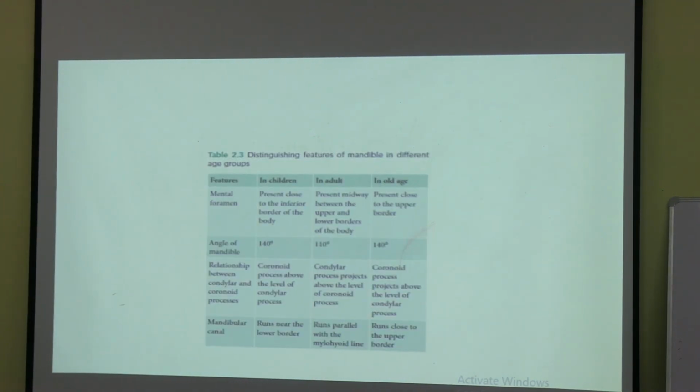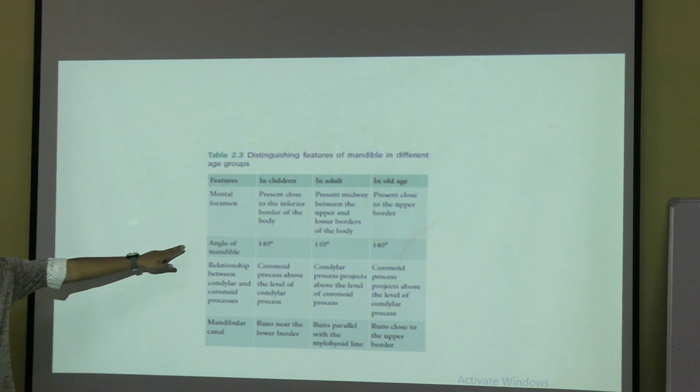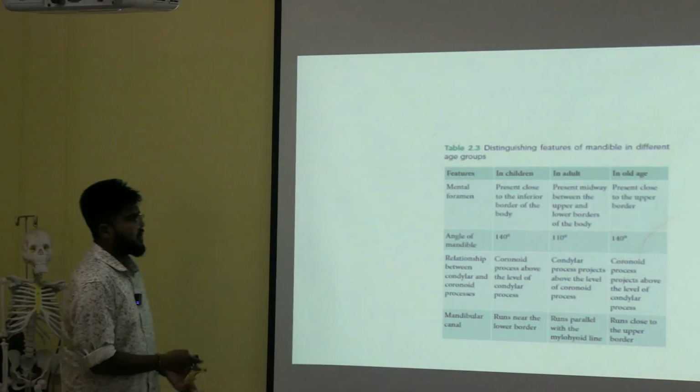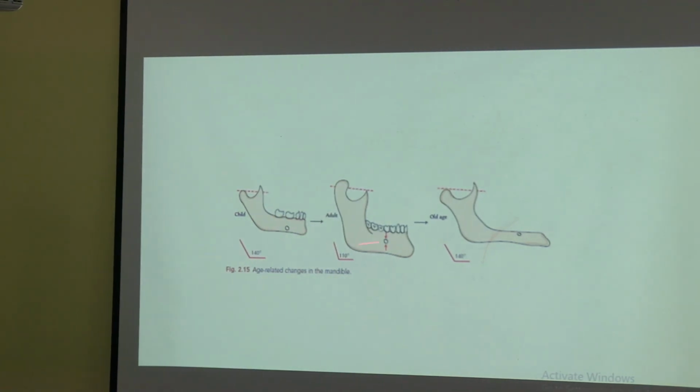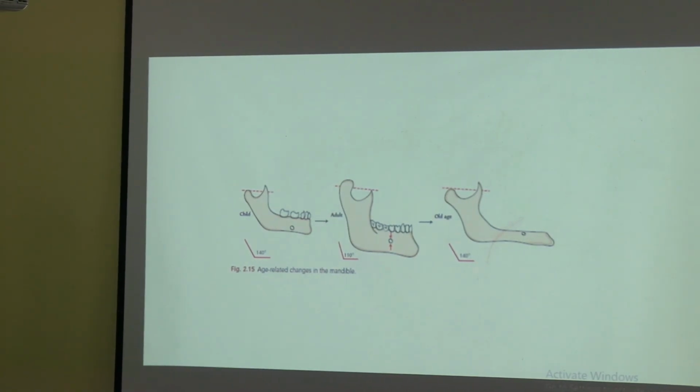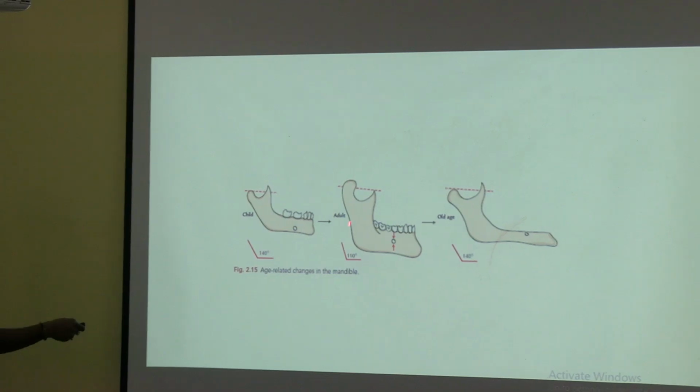Another thing is the angle of the mandible. In children and old age, it is 140 degrees, but in the adult, it is 110.